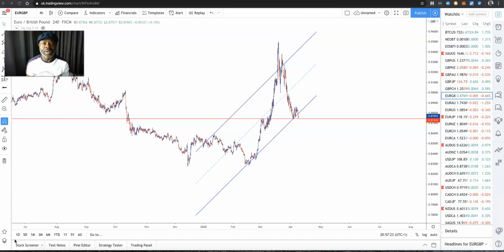And during this video, I'm going to show you how I trade equidistant channels or parallel channels. Just two, as you can see on my screen, you have just two trend lines on either side of price action, at the top and at the bottom.